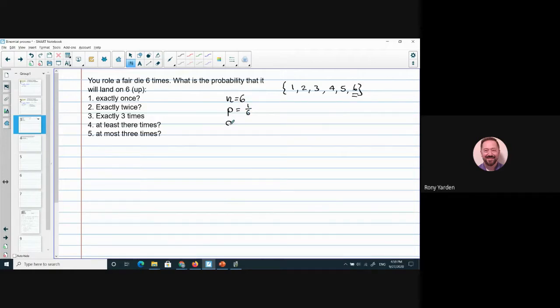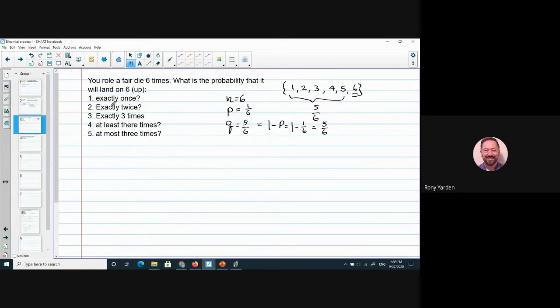Now, what is the probability that it will not land on 6? It's all the rest. So if every outcome here is 1 out of 6, then if we add up all these, we will get 5 out of 6. So this one will be 5 out of 6. And notice that if we do 1 minus p, which is 1 minus 1 out of 6, we also get 5 out of 6. So it is enough to know the probability for success in order to calculate the probability for failure. It's just 1 minus the probability of success, and this is our q.